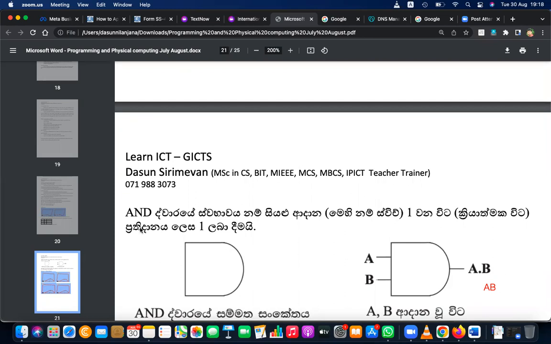That is basically the AND gate. So what is the expression for the OR gate and what is the symbol for the OR gate? Expression and symbol for the OR gate.